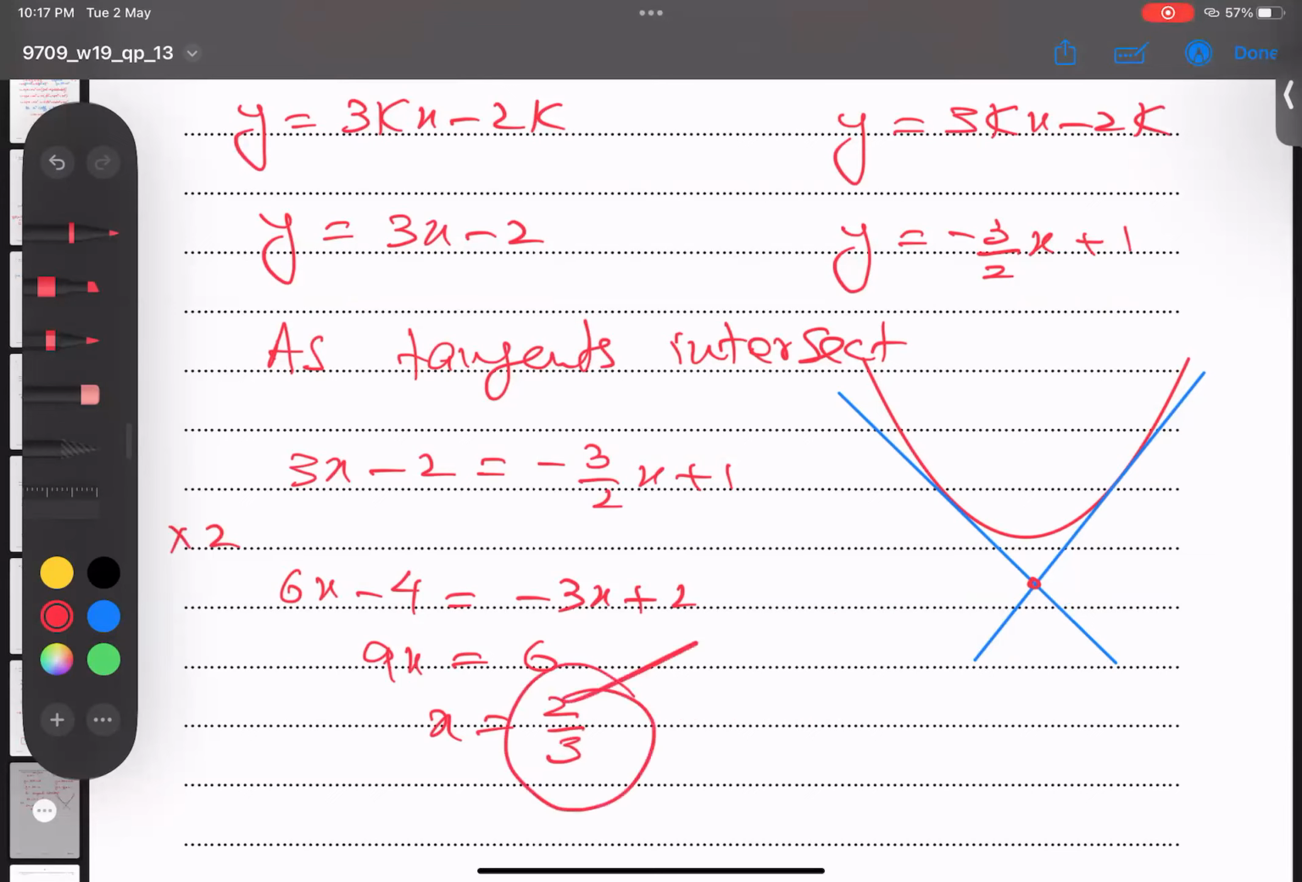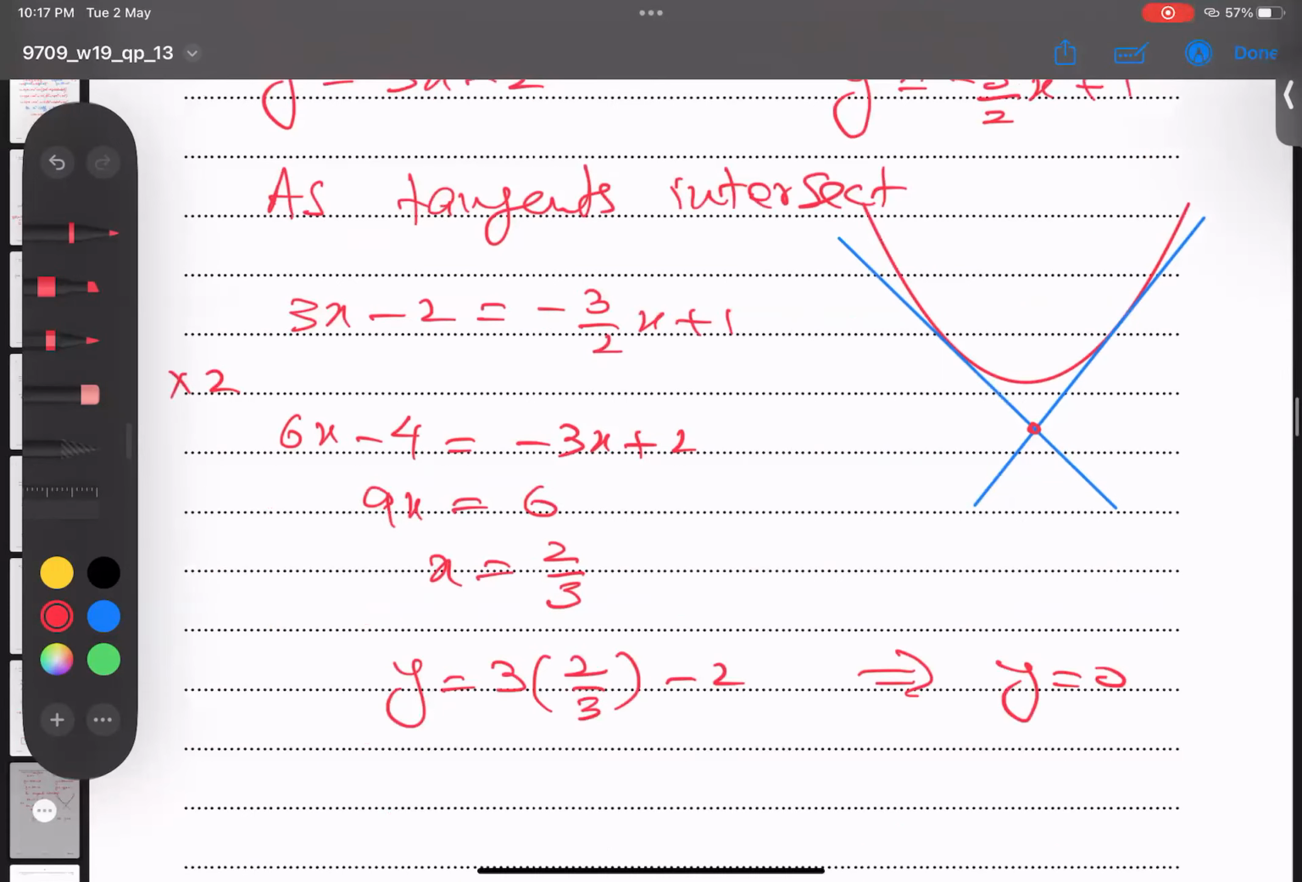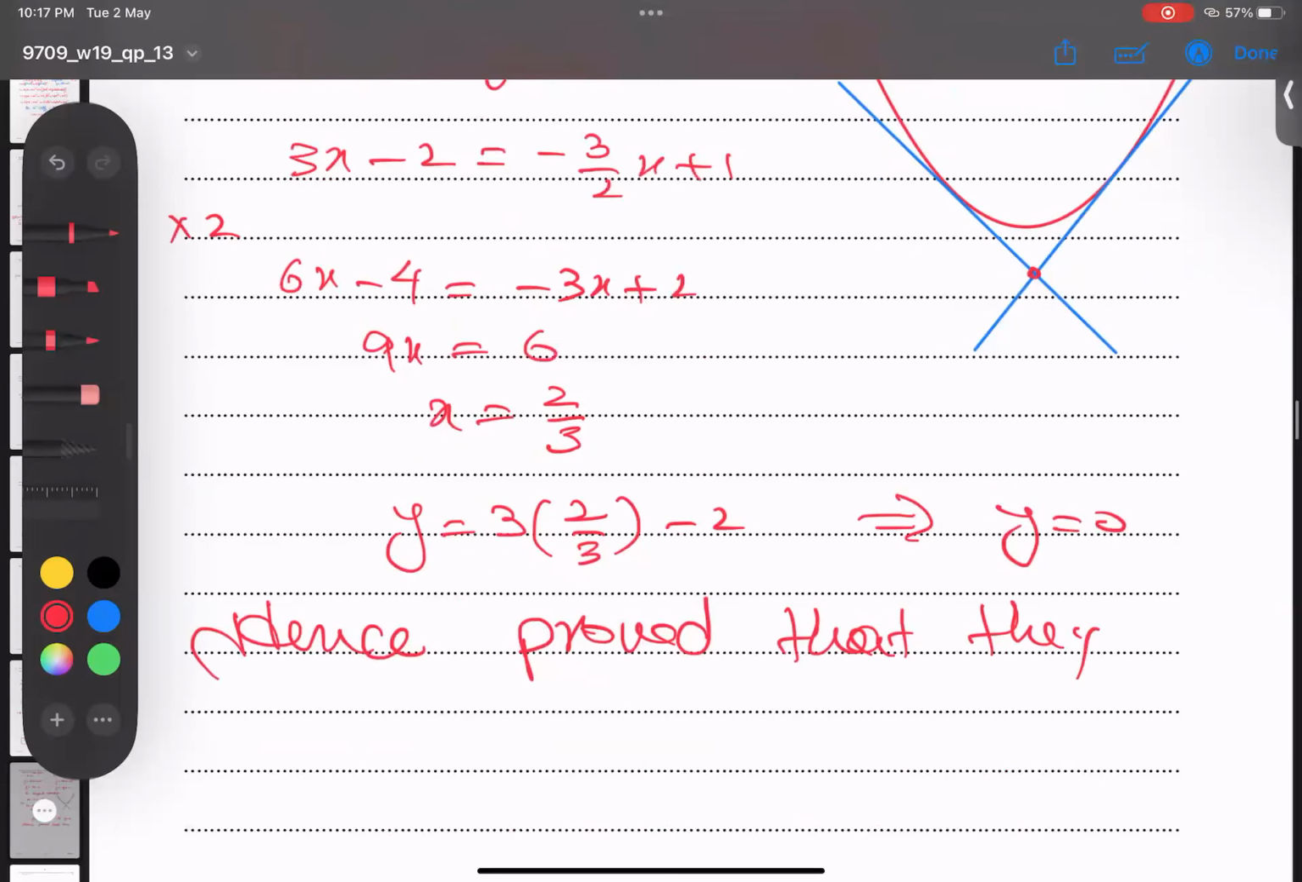This x value I can plug in either here or here. Okay, I plug it in here. So y is equal to 3 times 2 by 3 minus 2, and y becomes 0. Hence proved that they intersect at the x-axis. I hope so.